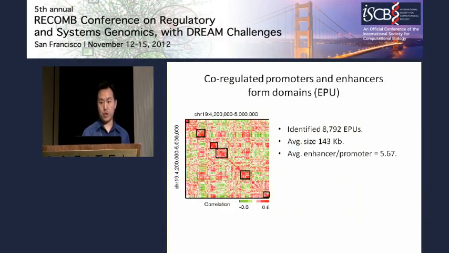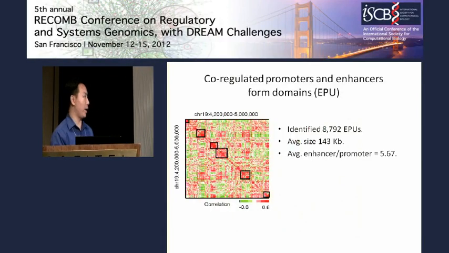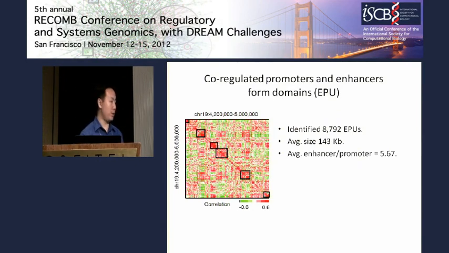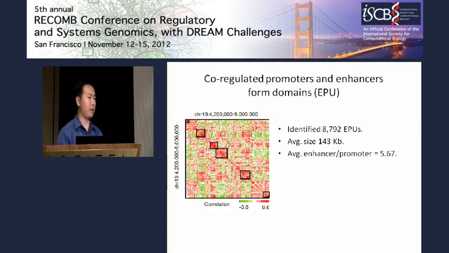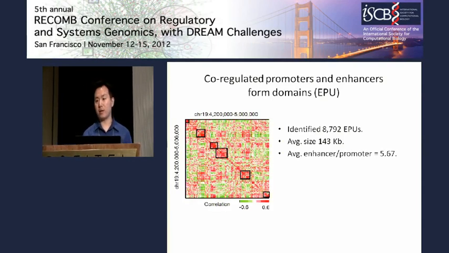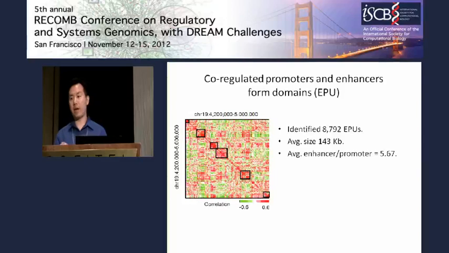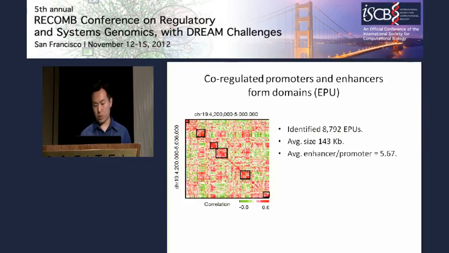Performing the analysis genome-wide, we were able to identify over 8,000 EPUs. The EPUs, we think, are the functional domains, and the average domain size is about 140 kb, and the average enhancer to promoter ratio is almost 6 to 1, consistent with the idea that each gene can be regulated by multiple enhancers. So performing the EPU analysis genome-wide, we were able to link thousands of enhancers to promoters in each tissue studied in this work.